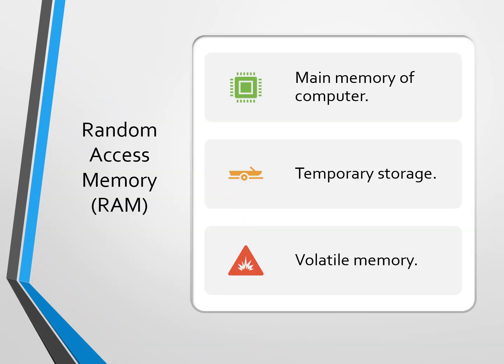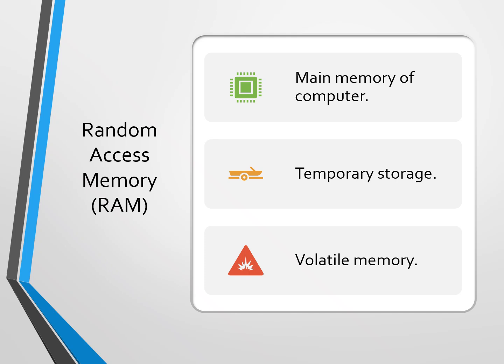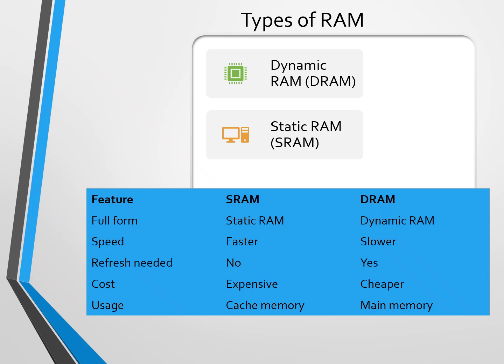So what is random access memory? This is the main memory of a computer. It's a temporary storage. It doesn't store anything permanently. When the computer is on, the random access memory is available to use. Once the computer is off, whatever is in the random access memory is gone. So it's more of a volatile memory, okay? It's not a permanent one. The types of RAM are dynamic RAM and static RAM. You could also say DRAM and SRAM.